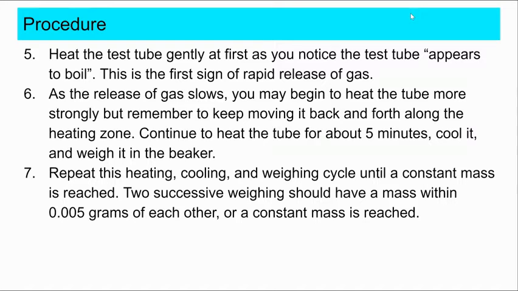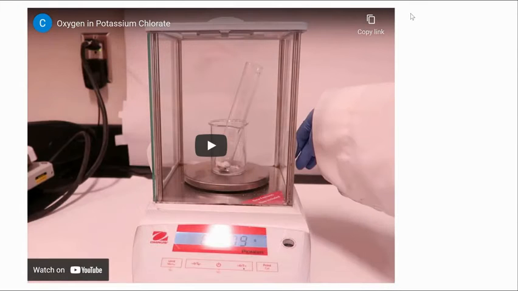And then we'll repeat this heating, cooling, and weighing cycle, in other words, step number 6, until we have a constant mass reached. 2 successive weighings should have a mass within 5 thousandths of a gram of each other, or a constant mass is reached with 2 successive weighings. Let's get our experimental data.